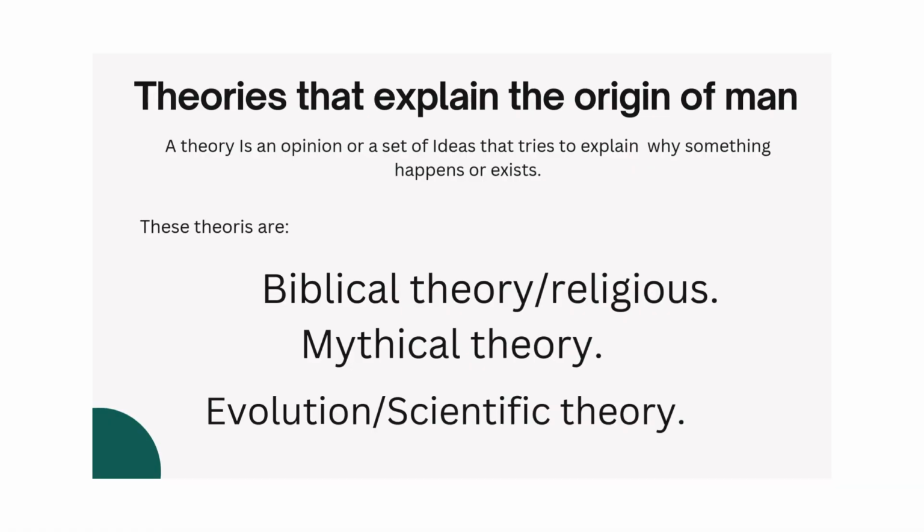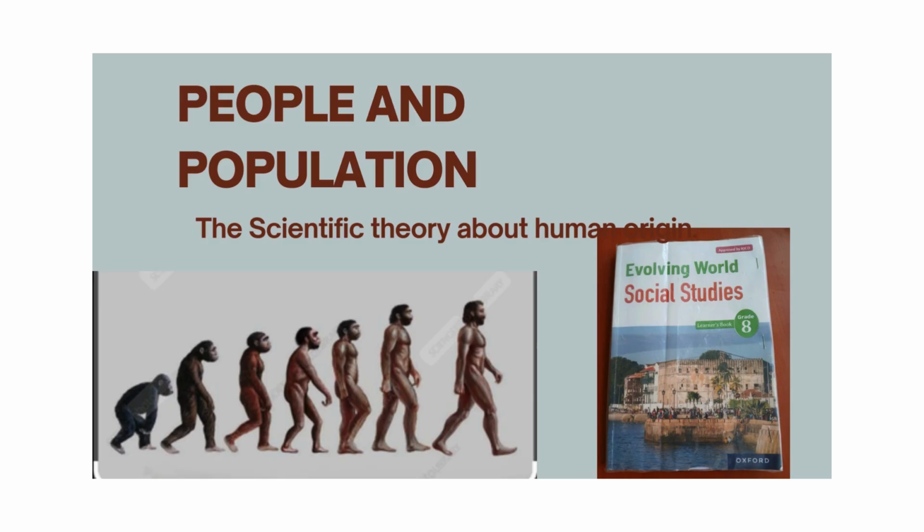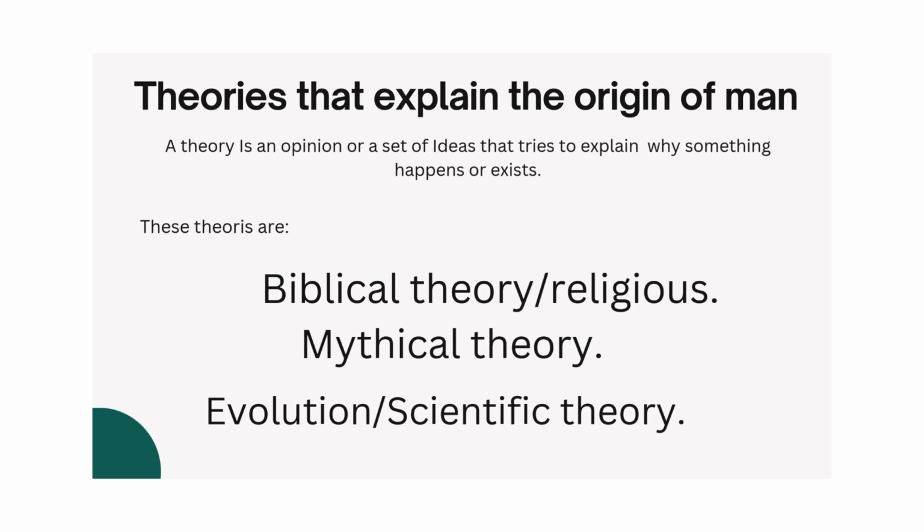Now, in this particular grade, that is in grade 7, which is in junior school, you started looking at the theories that explain the origin of man. And just to take you back, you should know what a theory is, and you should remember those theories because you are building from that content. Remember, I've said from simple to complex, from known to unknown.